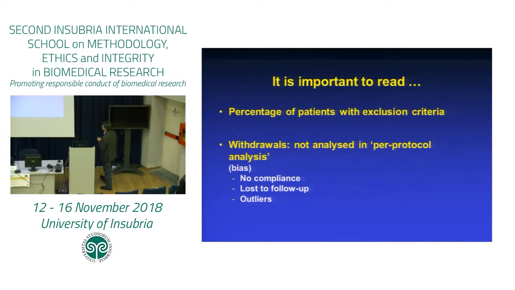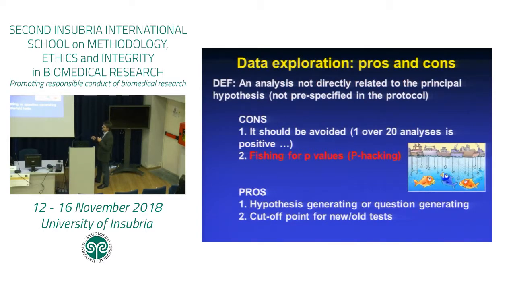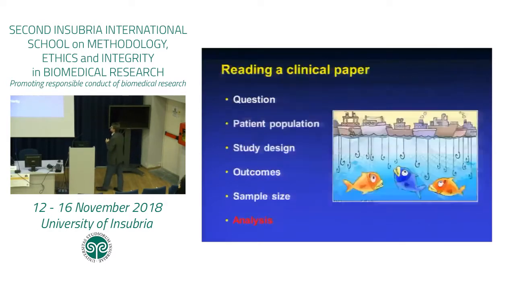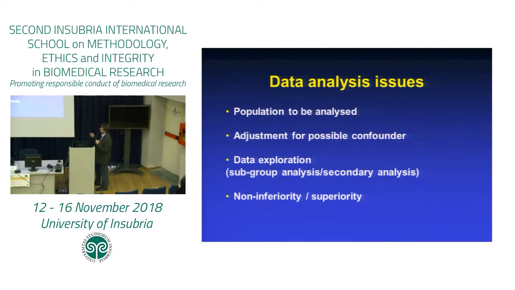Because, and I will go back, per definition, 1 in 20 analyses is positive. What does it mean? A 5% probability of giving a false positive result. That's the alpha error. If you repeat analyses, per definition, 1 will be positive, only for statistical reasons. Go back and try to reach that step. You have to look at which kind of population has been analyzed, if adjustment has been done for possible confounders, and if it is a subgroup, secondary analysis or something else.